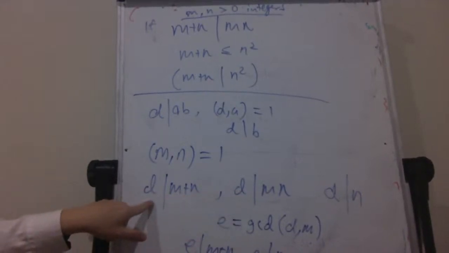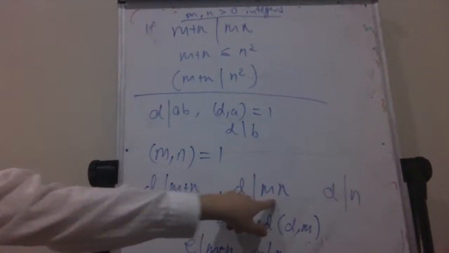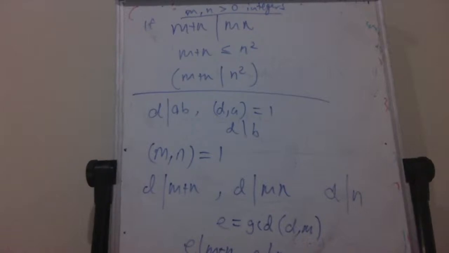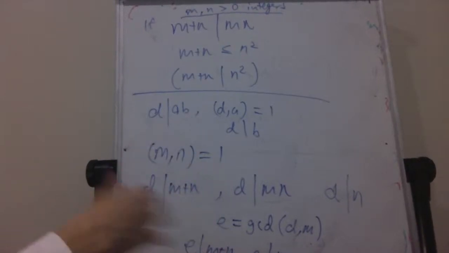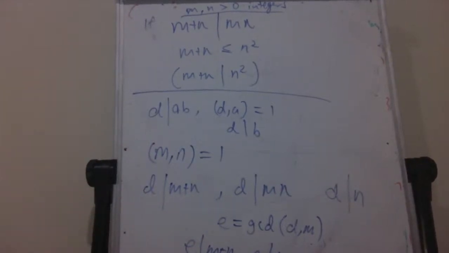But since we know M plus N divides MN, that would mean MN is 1. 2 divided into 1 doesn't make sense. If not a contradiction, it trivializes everything. Okay, so this is a good observation, and then something related.